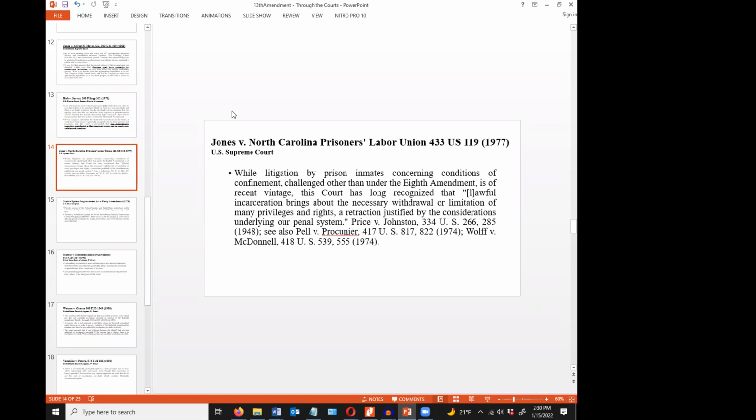What's up, Max? I just wanted to add a comment. Sure, absolutely. The court uses a lot of legalese, but where they said lawful incarceration brings about the necessary withdrawal or limitation of many privileges and rights, what they were saying is that the 13th Amendment takes away all your constitutional rights. And the only thing you get, as I stated earlier, is what they decide you're supposed to have. Exactly.